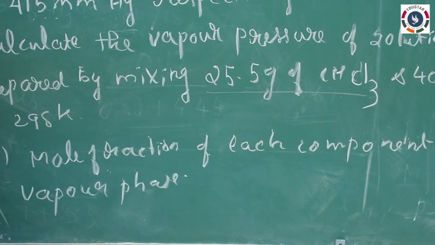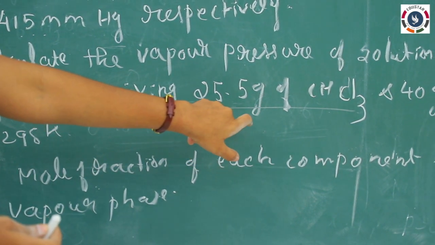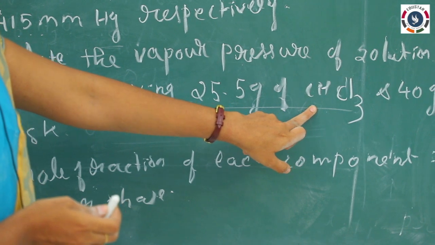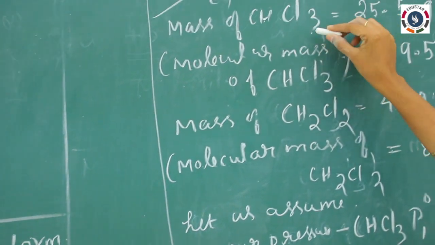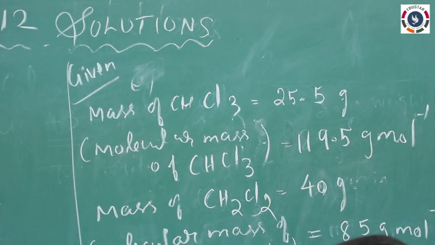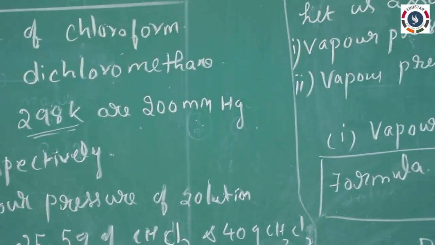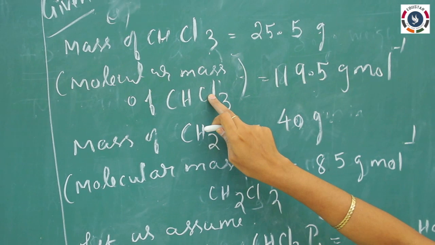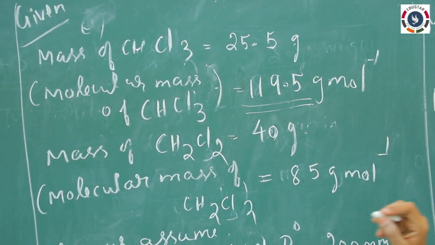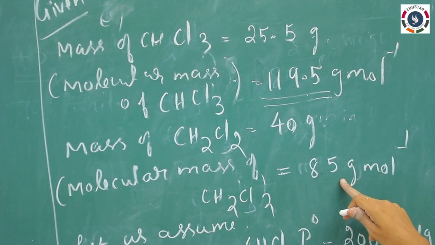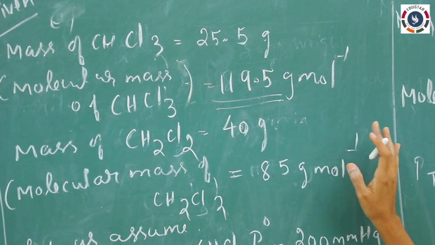First let us solve the first thing alone. This is the weight, that is the weight of CHCl3, weight of chloroform, written here as it is: weight of chloroform is 25.5 gram, weight of dichloromethane is 40 gram. I am going to find the molecular mass of CHCl3 and I am getting 119.5 gram per mole. Molecular mass of dichloromethane is 85 gram per mole. By having these quantities we can find the moles.